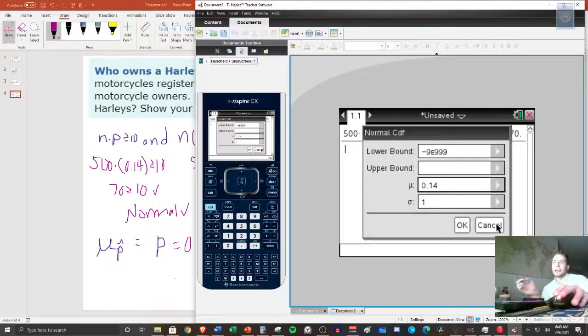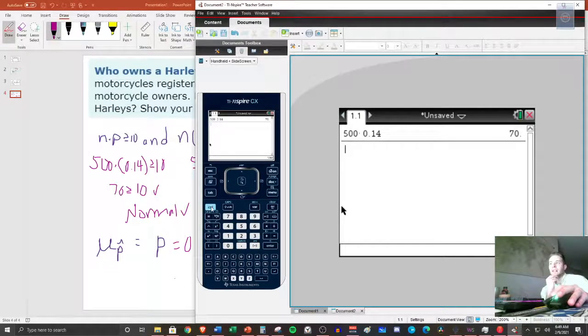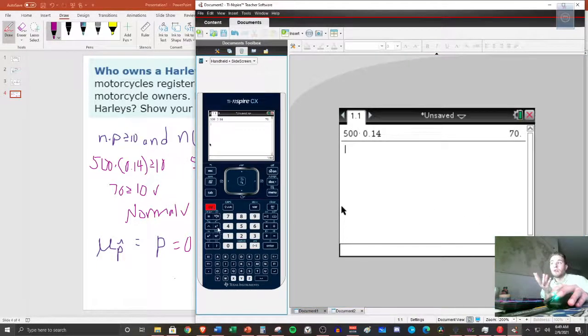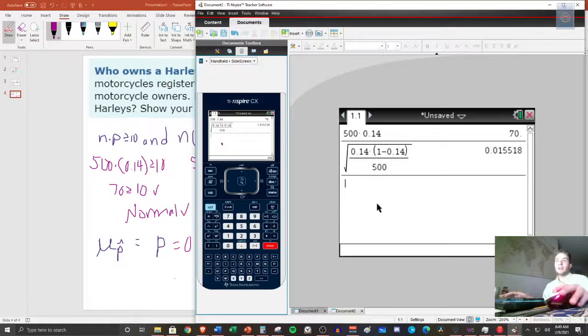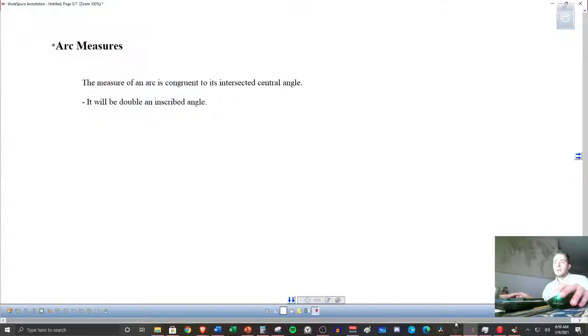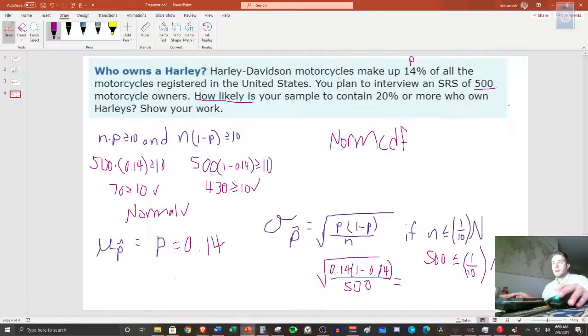So again, I'm going to have to exit out of that. I'm going to make a radical, so control x squared, and then a fraction within that, and I'm going to do 0.14 times 1 minus 0.14 over N, which is 500. So there's my standard deviation. I'm going to round to 4 places, so 0.0155. All right, and now we pretty much have everything we need to do this normal calculation.